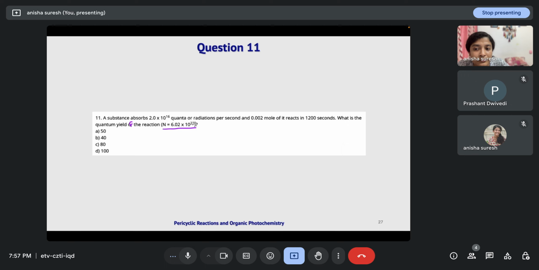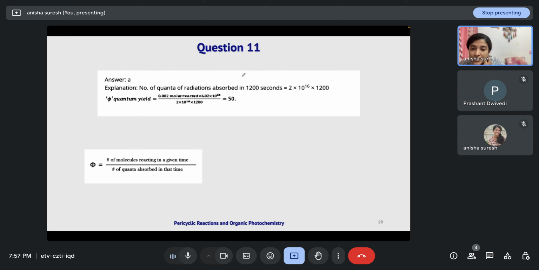The correct answer is option A, that is 50. So we will solve it. We know that quantum efficiency or quantum yield is the number of molecules reacting in a given time divided by the number of quanta absorbed in that time.